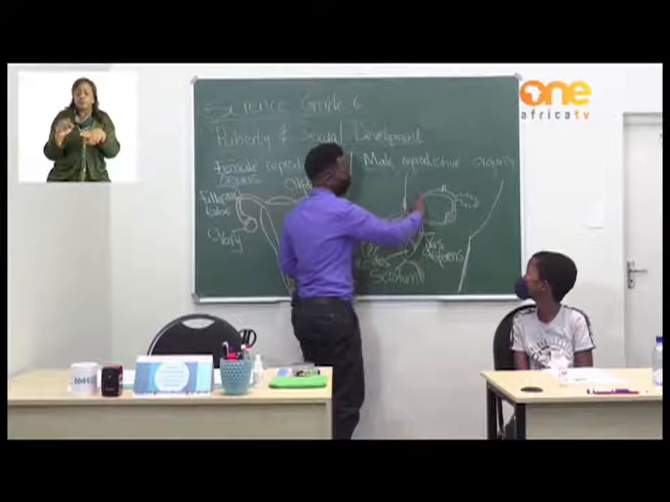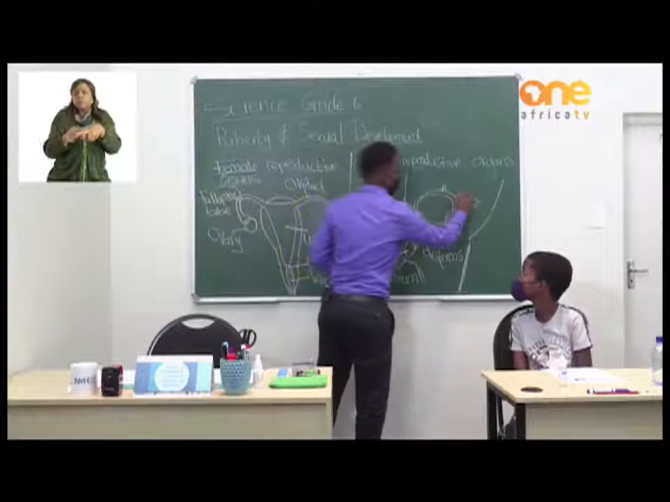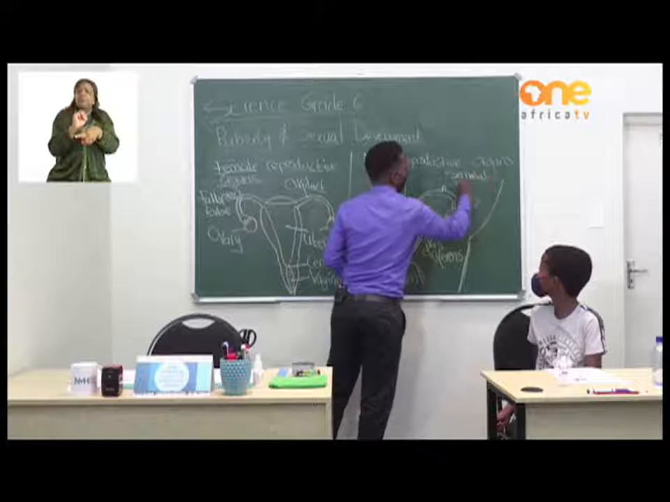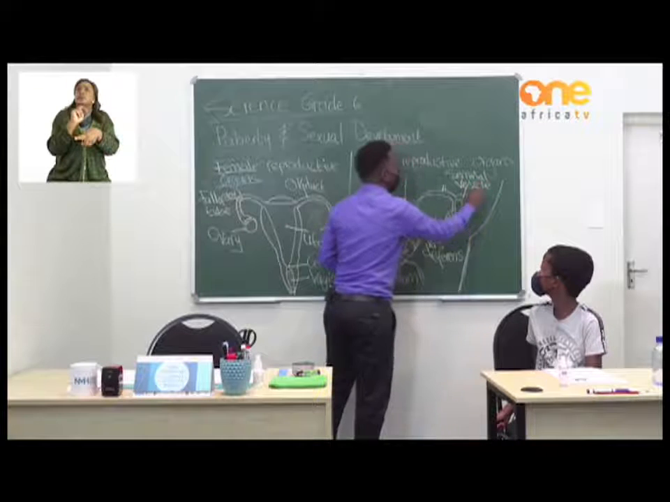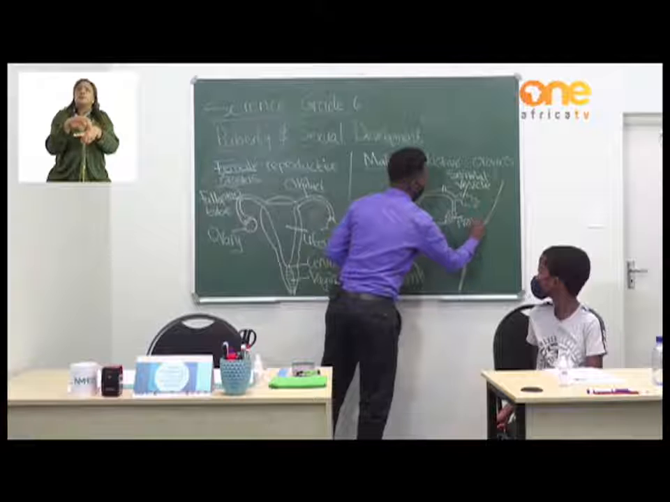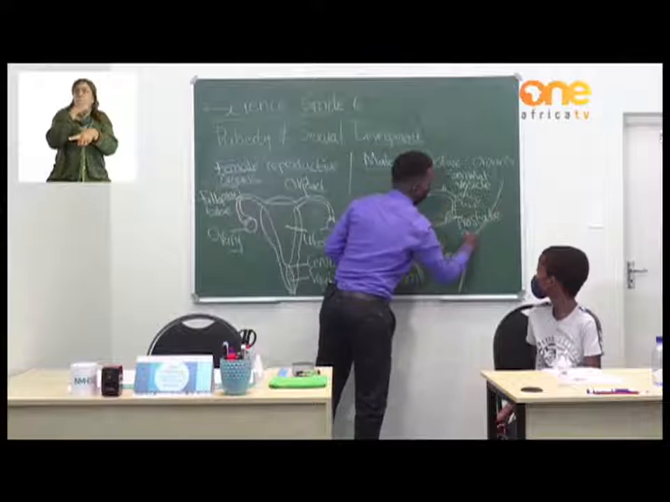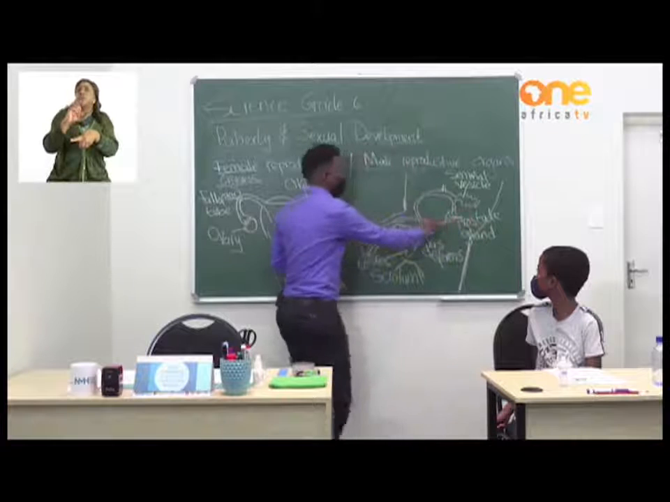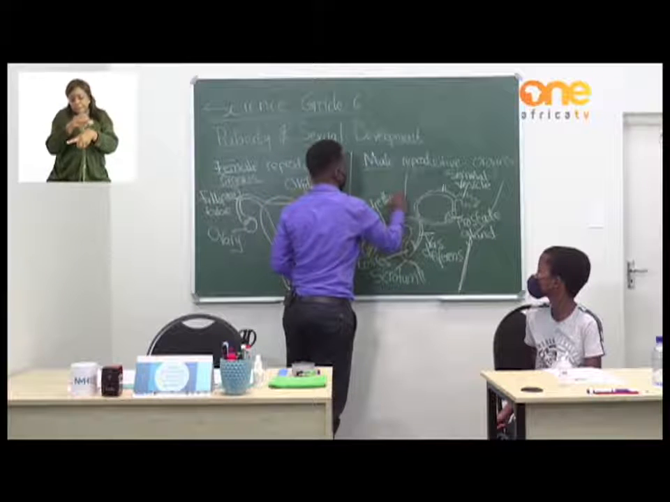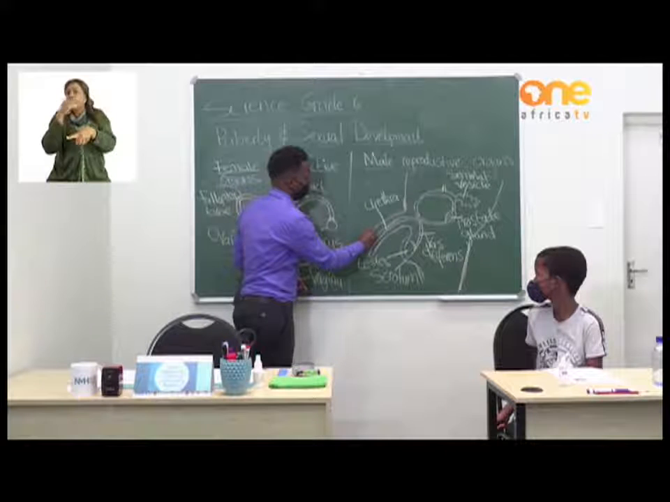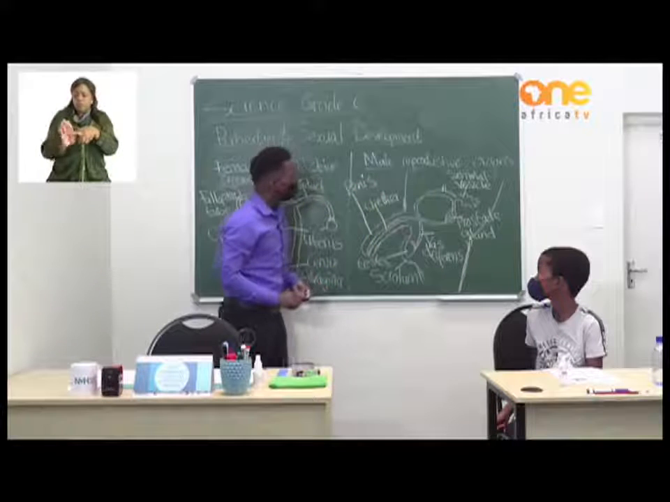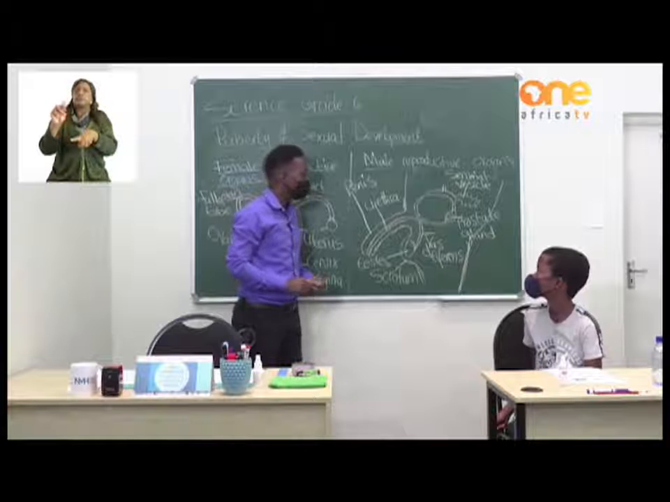And the vas deferens goes on and connects to another structure, referred to as the seminal vessel. And from the seminal vessel, there's another structure it goes into called the prostate gland. From the prostate gland, there's another tube known as the urethra, and the urethra is housed by another structure referred to as the penis. The penis also hangs outside the man's body.